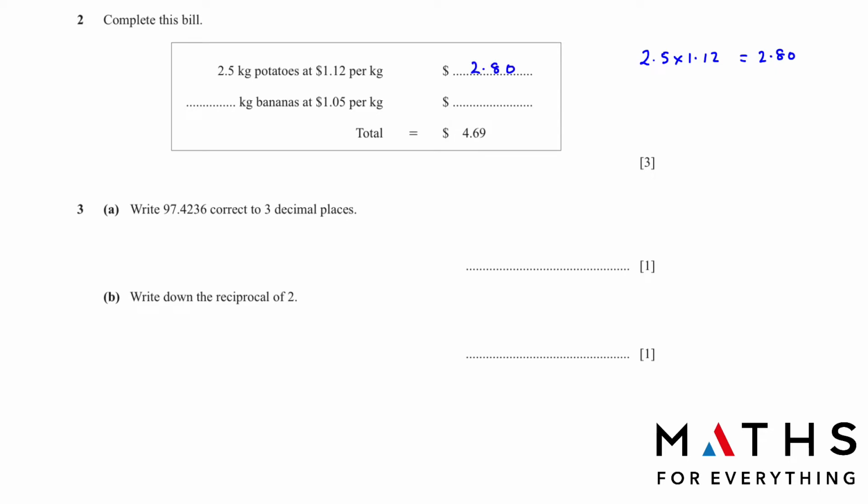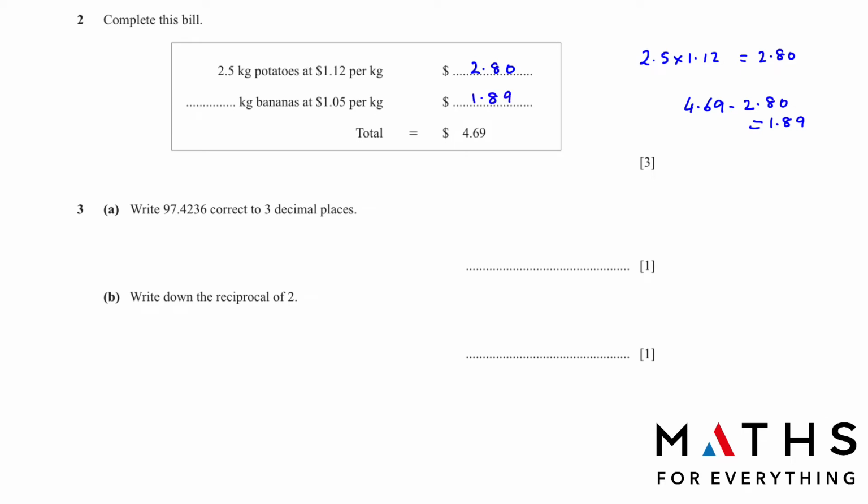To find the kilograms of bananas at the rate of 1.05 per kilogram, we need to know how much it cost. The total bill we already have. From the total bill, we will subtract 2.80. This will give us 1.89. So this is 1.89.